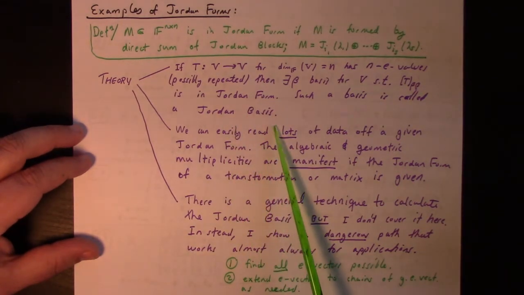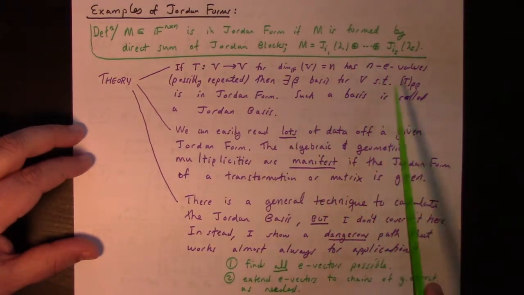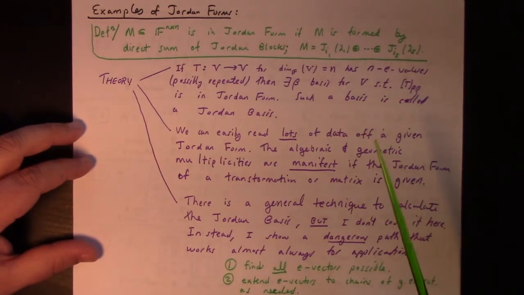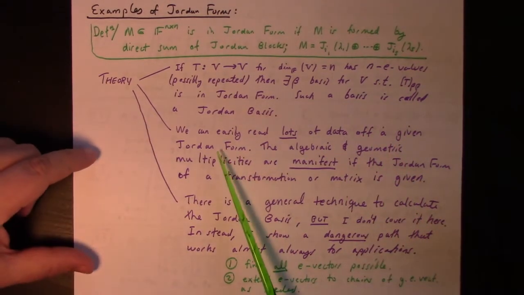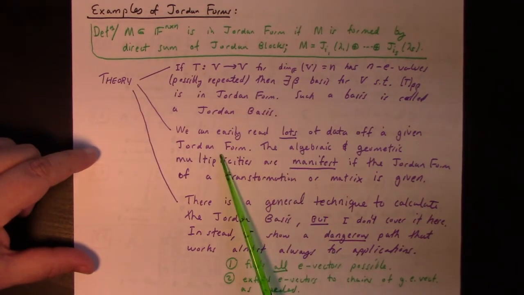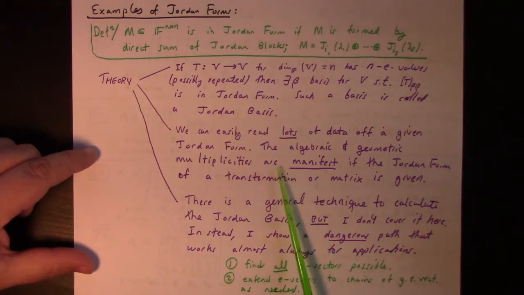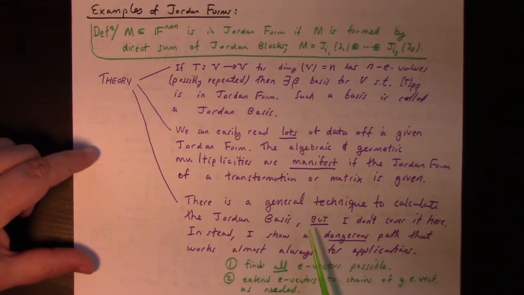It's not unique, but it is in some sense unique because the order of the blocks could be switched around, which would mean you could have different reorderings of the basis, but that's kind of about it. So we can easily read lots of data off a given Jordan form. I'll show you more about that today. The algebraic and geometric multiplicities are manifest. That means you could just read them straight off the Jordan form if you understand what you're doing.